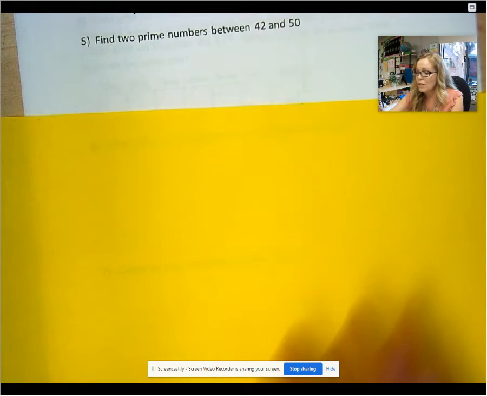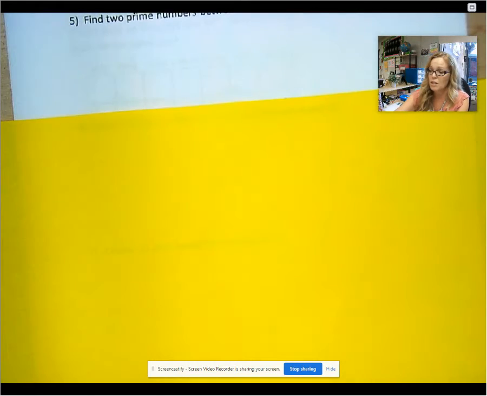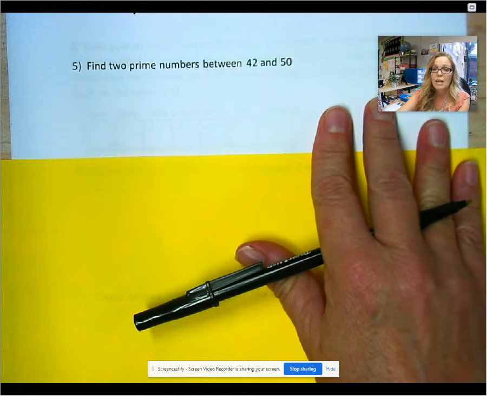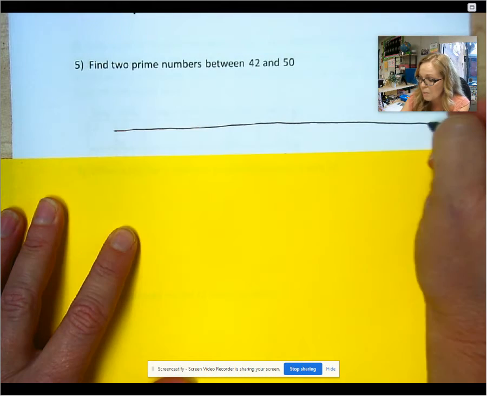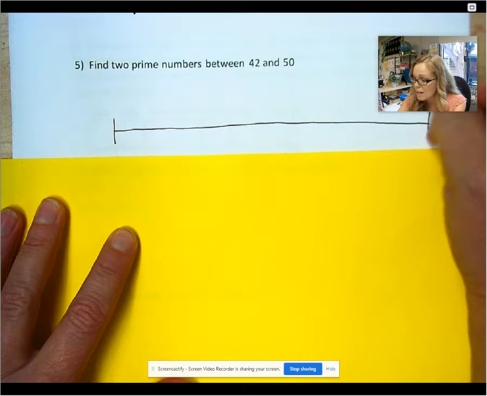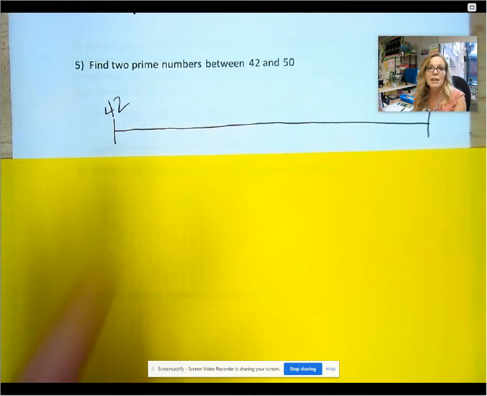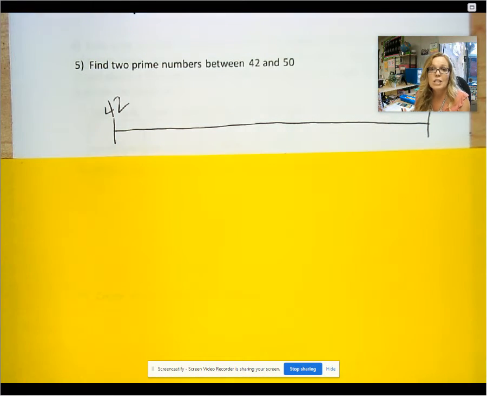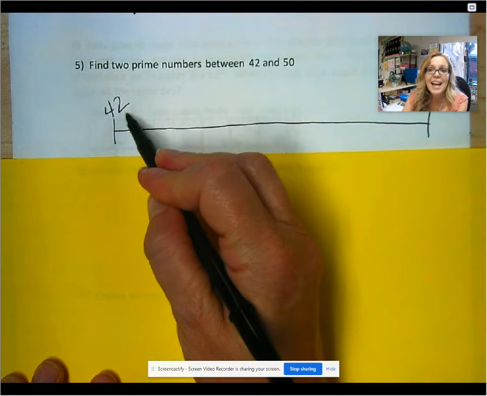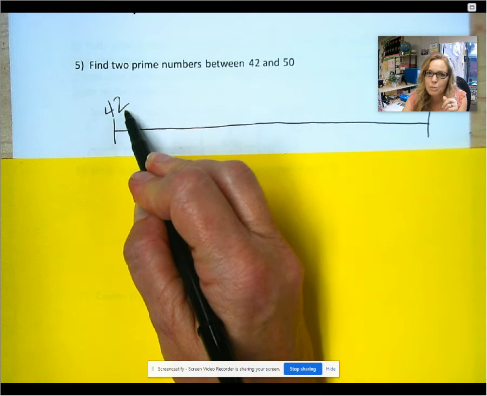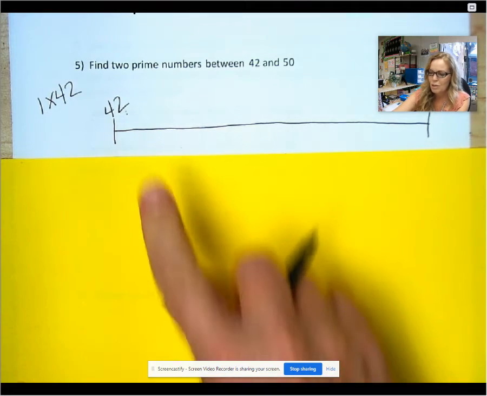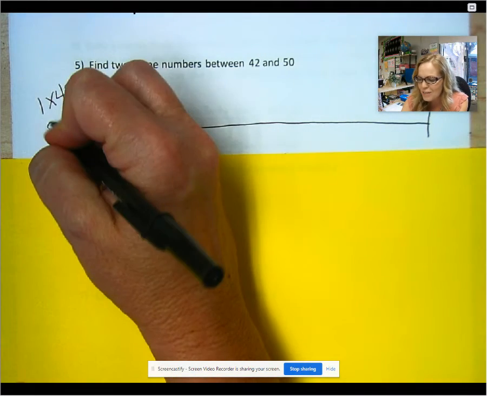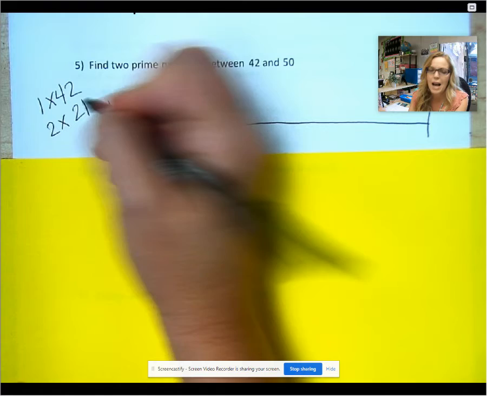Another question. Find two prime numbers between 42 and 50. Well, what was our definition of prime? I know that 42 is not a prime number. I know 50 is not a prime number. So if I were to start on my number line, I could look at all the digits in between those two numbers. How do I know 42 is not prime? Well, it ends in 2. Remember, a prime number would mean that the only factors for it would be 1 times itself.